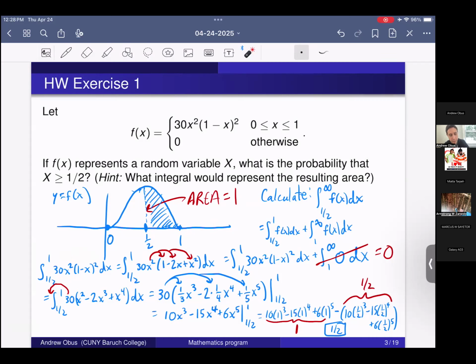Okay, so there's a bit of algebra that goes into it. But in the end, you're just evaluating this integral, and you just have to do it term by term, simplify it until you can't simplify it anymore, and then punch in 1 and punch in 1/2. Okay. Any questions about this?